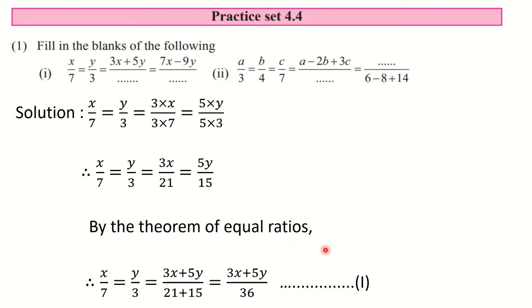By the theorem of equal ratios, the new ratio which we have got by adding these two is the same as the original ratios. So the original ratios you need to write first: x upon 7 is equal to y upon 3, and we are adding these two. Add numerators in the numerator and denominators in the denominator. So 3x plus 5y upon 21 plus 15 is equal to 3x plus 5y upon 36. Number this as 1. We have found the first one.